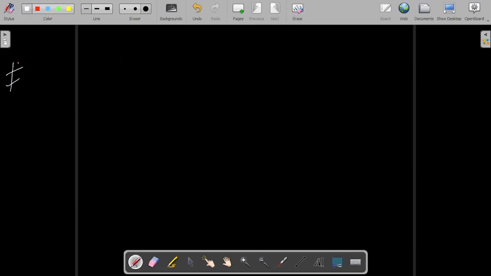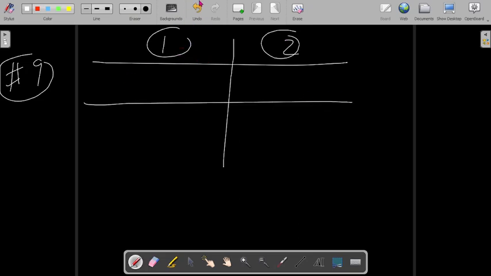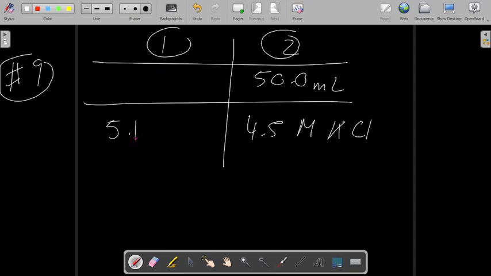9. Let's do 9. 9 reads like this. So remember there are always 2 beakers, 1 and 2, okay? So put the information where it belongs. This helps you. You need to make 0.0 milliliters of a 4.5 molarity solution of potassium chloride, okay? All you can find in your lab is a bottle that has a 5.11 molarity solution.